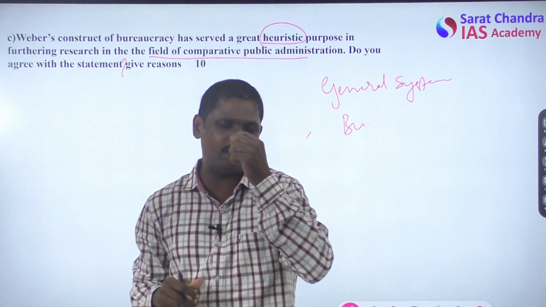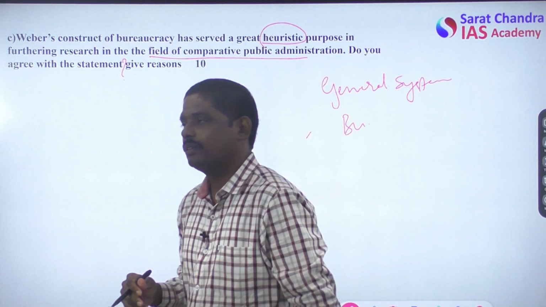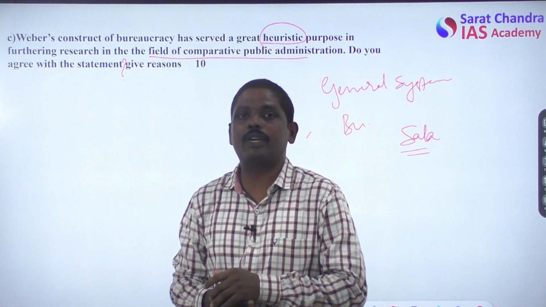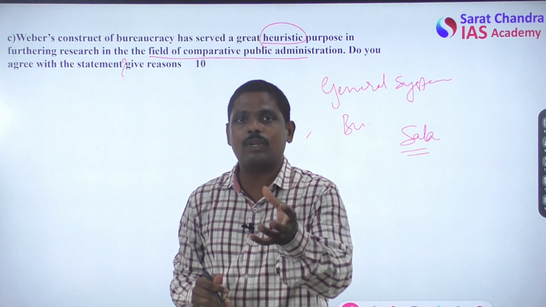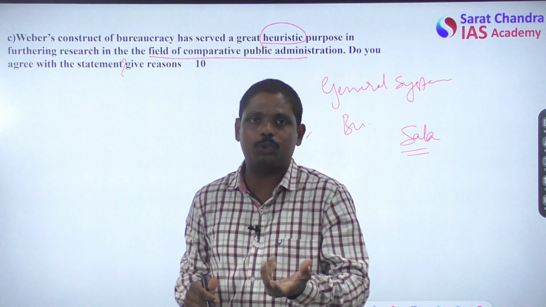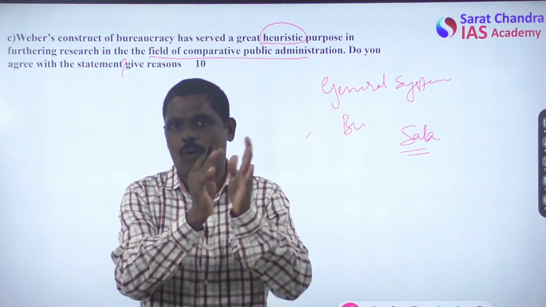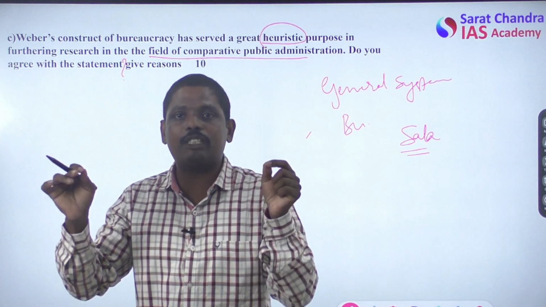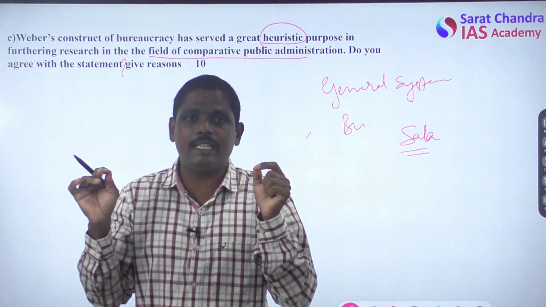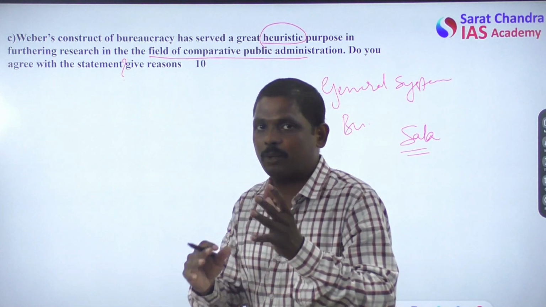So if you take Riggs' model, Riggs has used the word Sala. Now what is Sala? Sala is nothing but the bureaucratic subsystem of a nation. So his focus was on the working of the bureaucratic subsystem. That means even the general systems approach, or simply the systems approach, used in comparative public administration relied on comparing bureaucracy. So now we can say that Weber's bureaucracy acted as a heuristic in comparing different administrative systems, a basis for the research in CPA. All right, so let us talk about the flow of the answer.